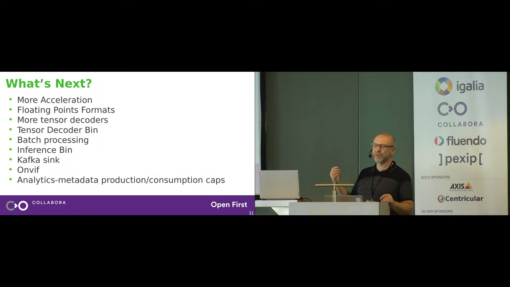So what's next? We still need to do more acceleration. The ONNX runtime is really helping, but I think there's still work to improve the acceleration. For floating point models, the int8 ones are more performant and easier to support in GStreamer because of how the video is already encoded in raw. But there are a lot of models, especially during the development phase, where the model will be in float. So it would be really convenient to support floating point formats, since that's something used during the development of models.